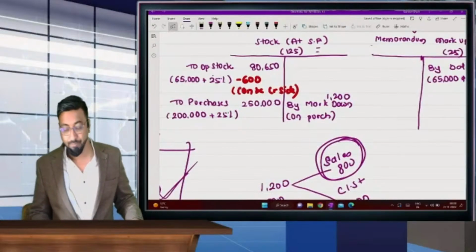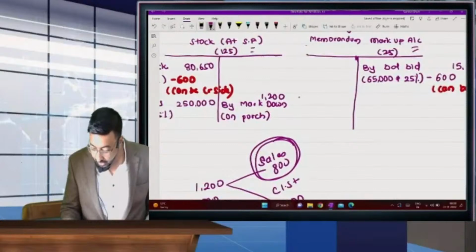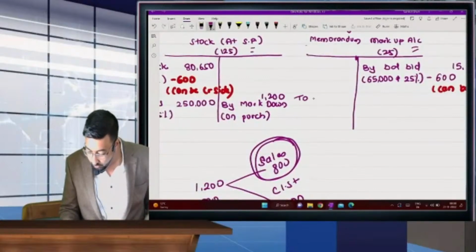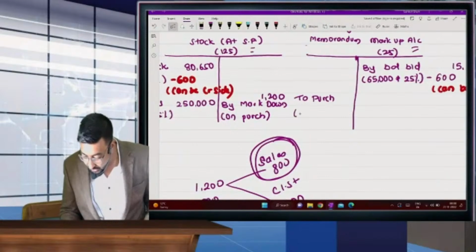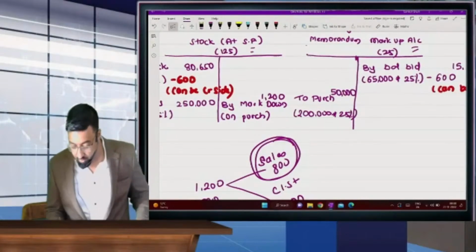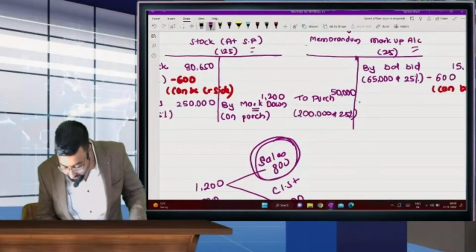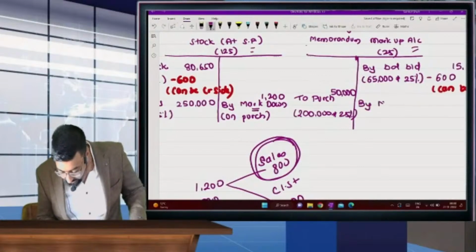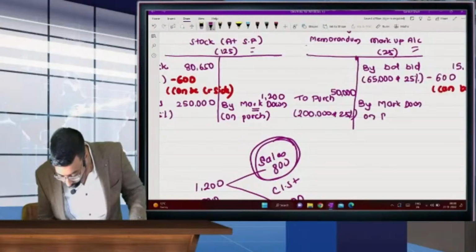Correct? Here I will record purchases. How much, beta? 50,000, which is 2 lakhs into 25%. So purchases markup is 50,000, and the second effect here, by markdown on purchases, on the opposite side.